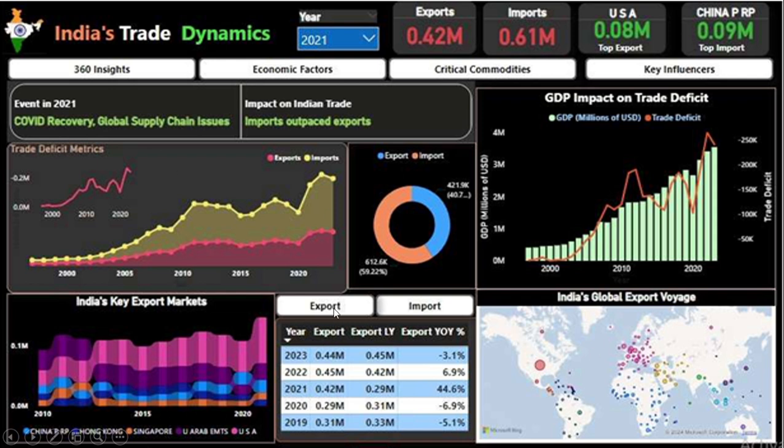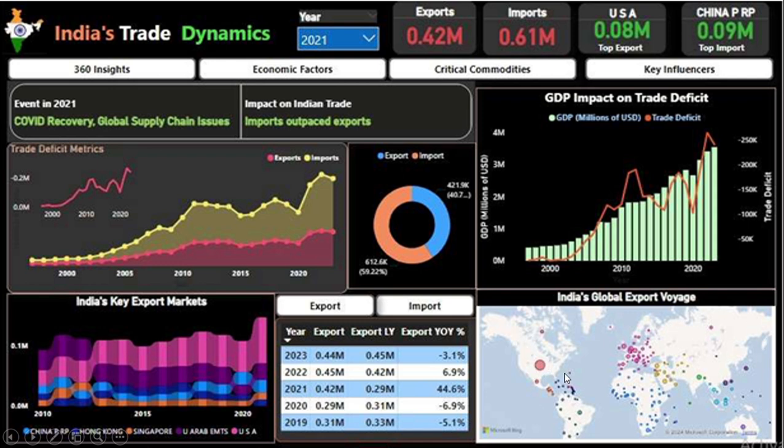Here I have given 2 buttons. So now the export button is selected. So we see India's key export markets. Here you see the USA is at the top, followed by United Arab Emirates and China. And in the same way we can see India's global export footprints also.